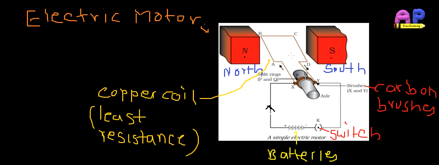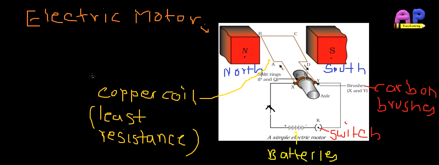So the position of the current when the AB side of the armature is to the left: the direction of the current is A to B to C and to D. So this is the current. Now as the current is moving in these directions, the north pole has got some magnetic field, and it's a magnet.